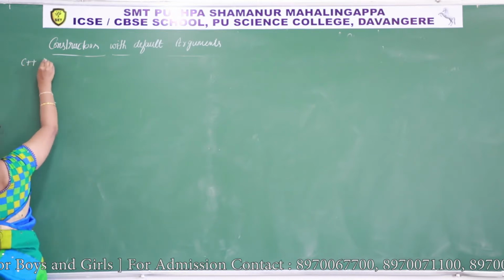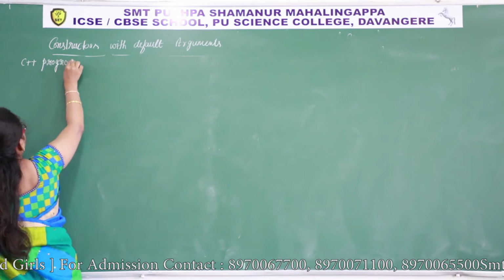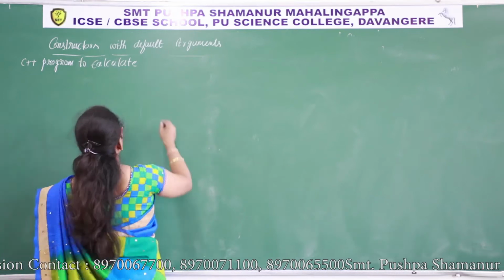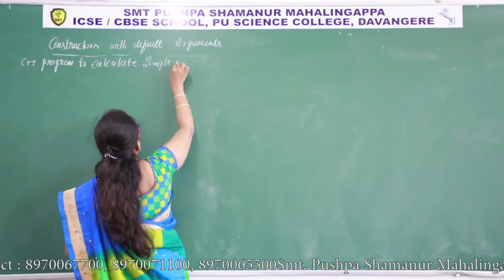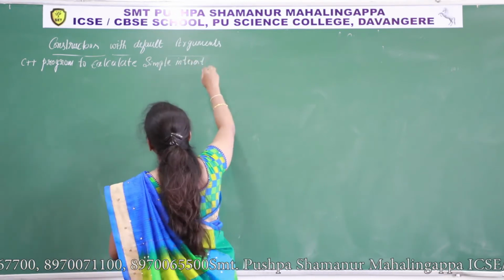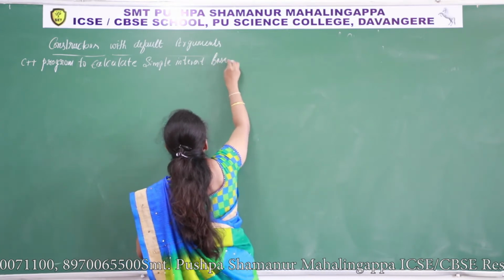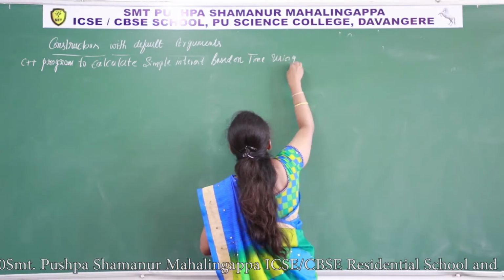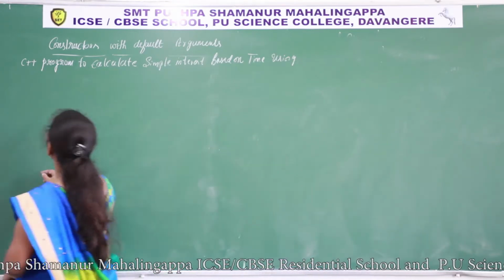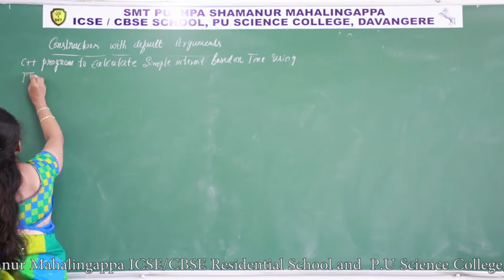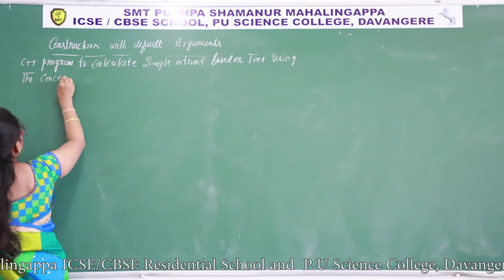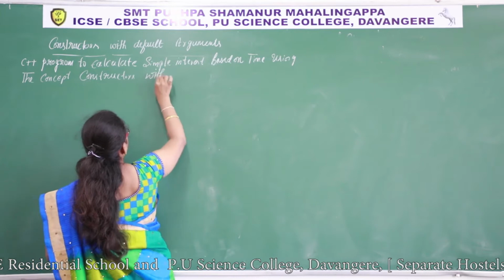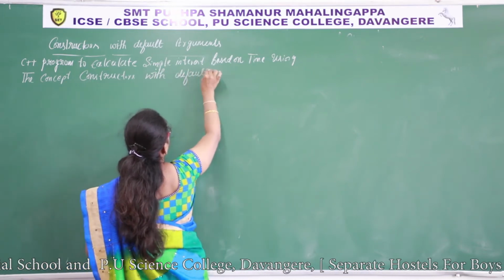C++ program to calculate simple interest based on time using the concept of constructors with default arguments.